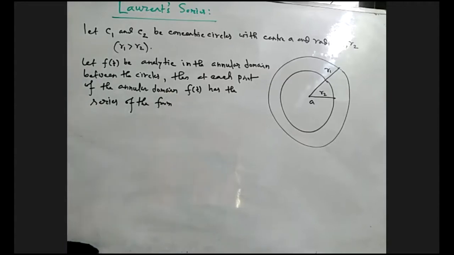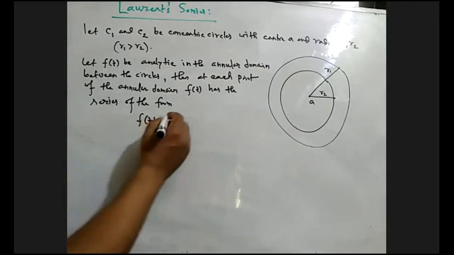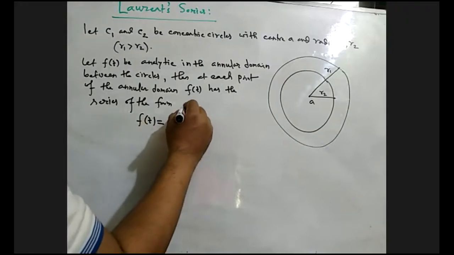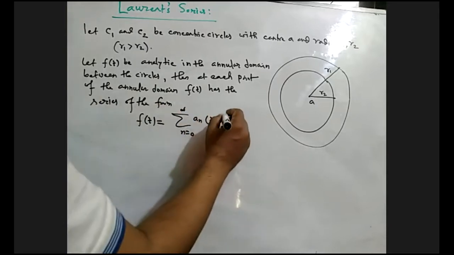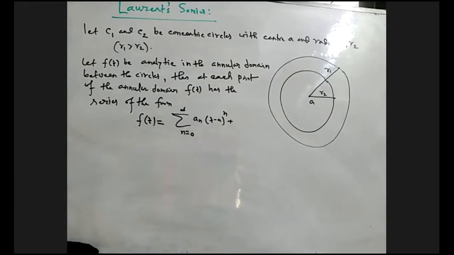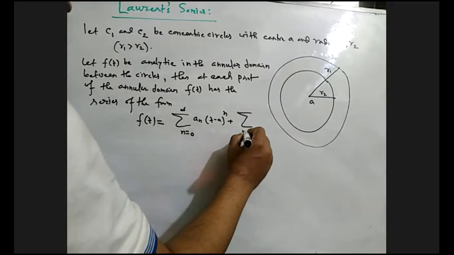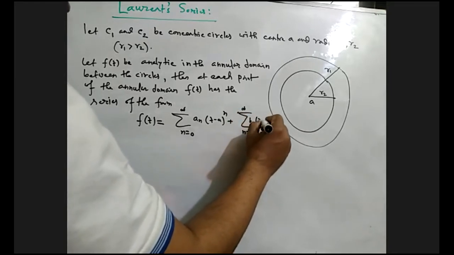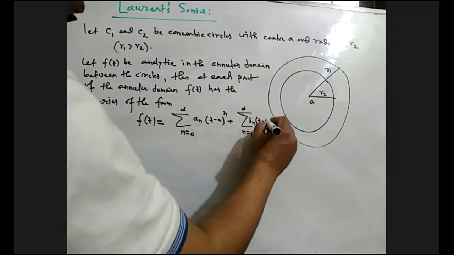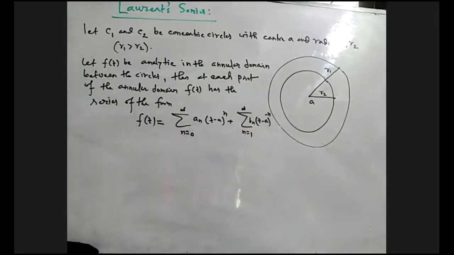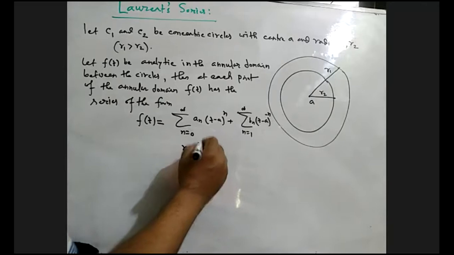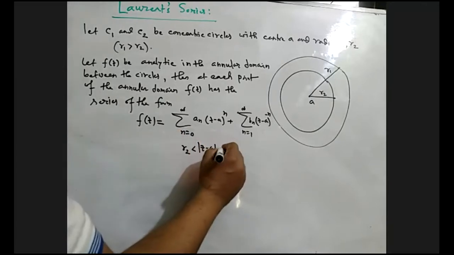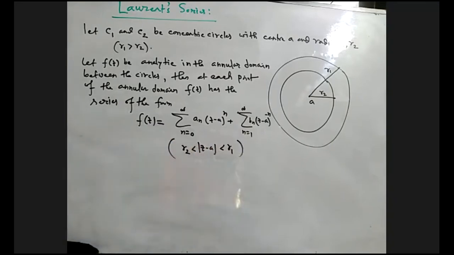The series will be like this: f of z equals summation n equals 0 to infinity a n times z minus a whole to the power n, plus summation n equals 1 to infinity b n times z minus a whole to the power minus n, where R2 is less than modulus of z minus a, which is less than R1. This is actually the condition for the series.